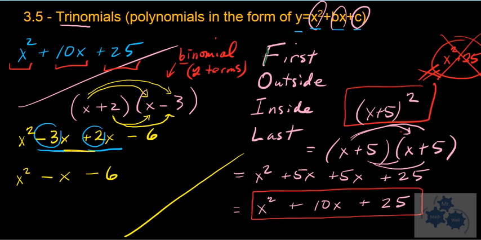Anyways, can everyone see that though? The proper expansion is not just x squared plus 5 squared. That's not the same. Can't do that.